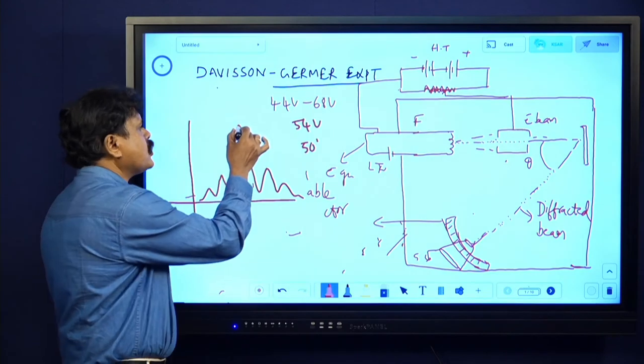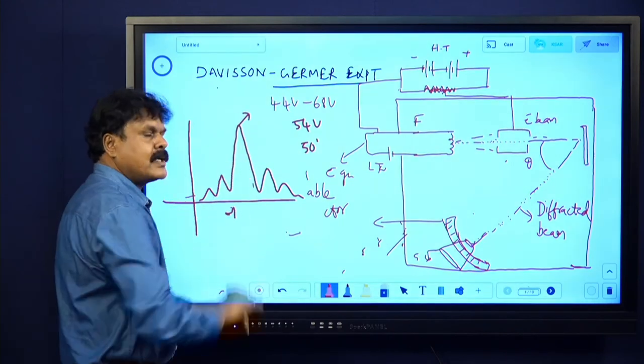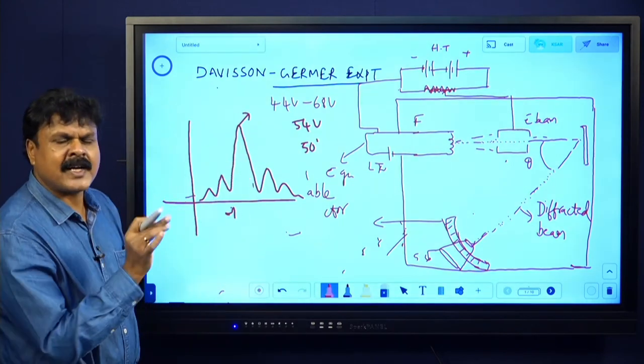it shows one diffraction pattern similar to the one exhibited by light.